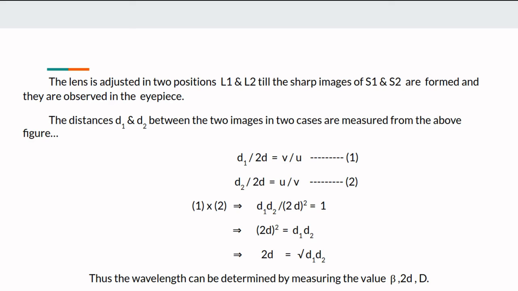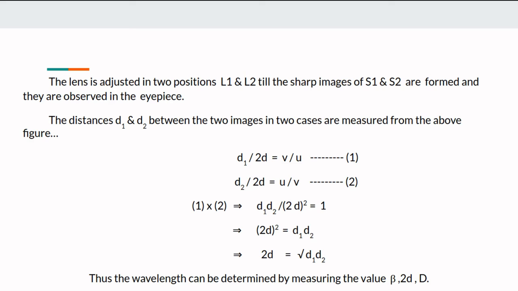Assignment. What is a biprism? How is the wavelength of monochromatic light determined using biprism? This question is generally asked in university examinations. This is the assignment for you.